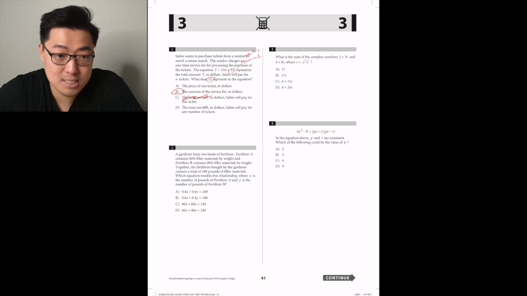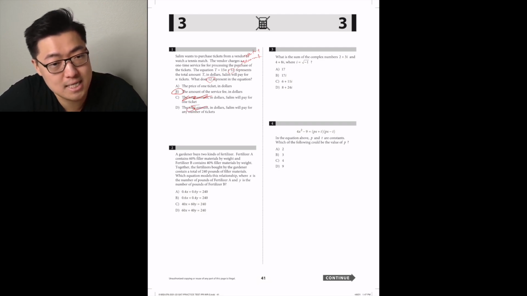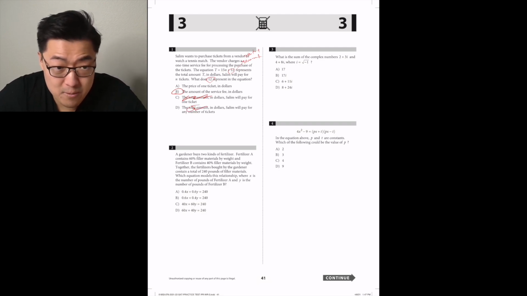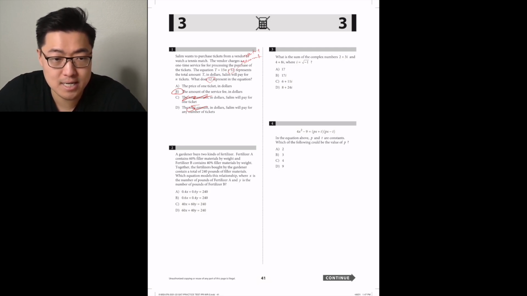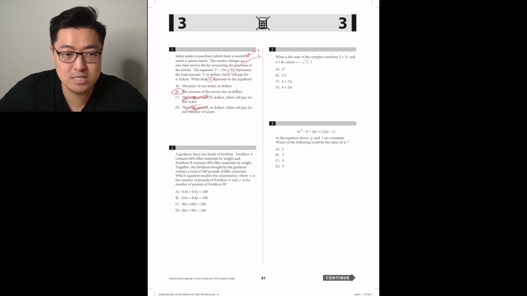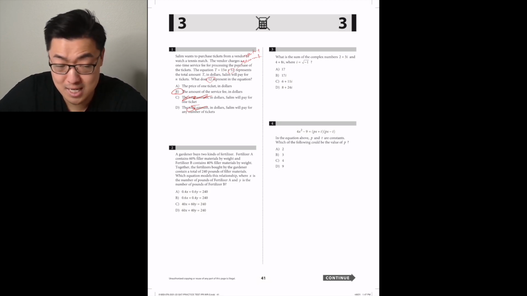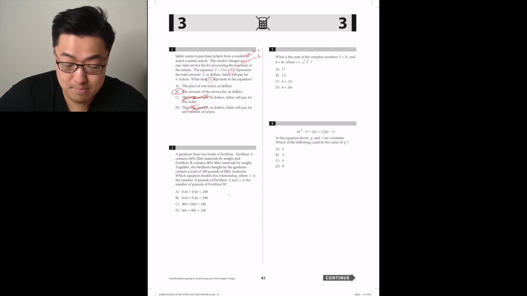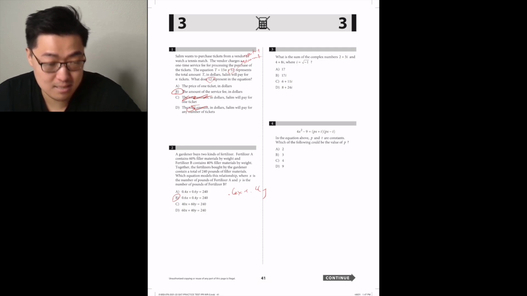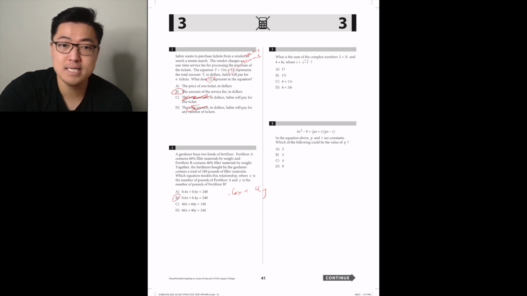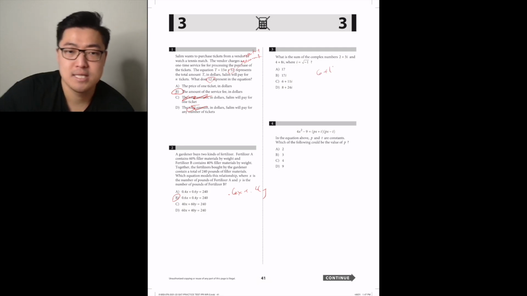A gardener buys 2 kinds of fertilizer. Fertilizer A contains 60% filler material by weight, and fertilizer B contains 40% filler material by weight. Together, the fertilizers bought by the gardener contain a total of 240 pounds of filler material. Which of the equations models this relationship where X is the number of pounds of fertilizer A and Y is the number of pounds for... Okay, so 60% is 0.6X plus 0.4Y. 0.6X plus 0.4Y. B.